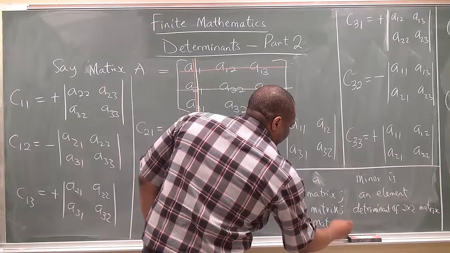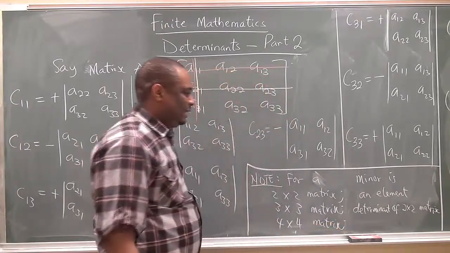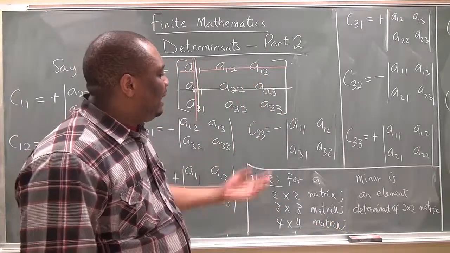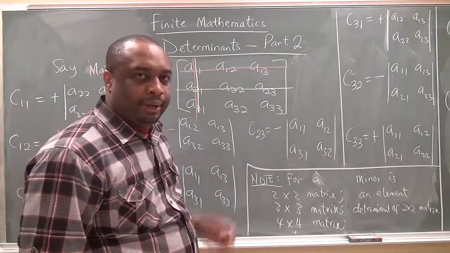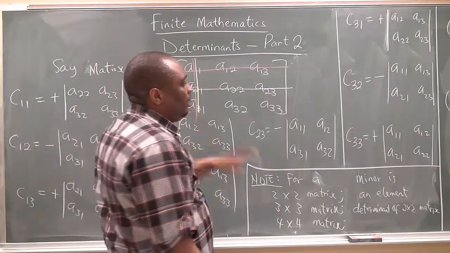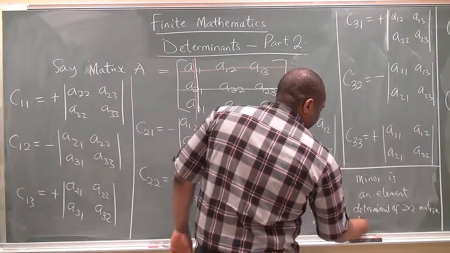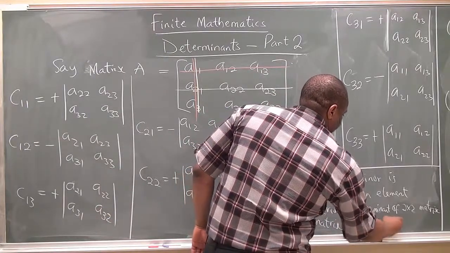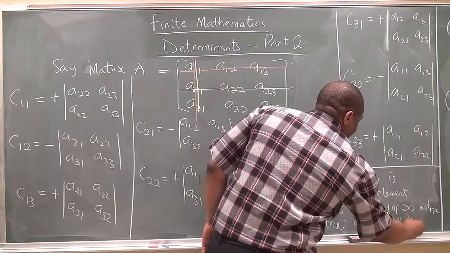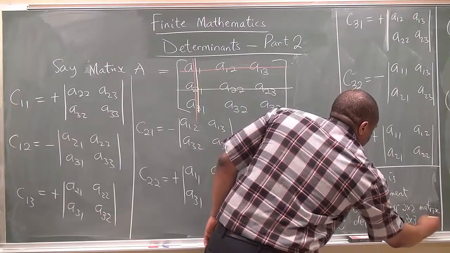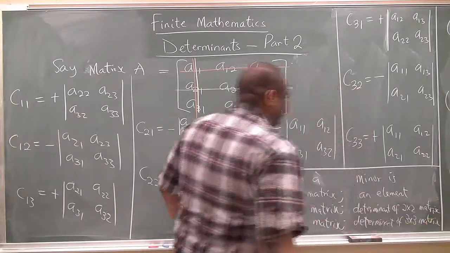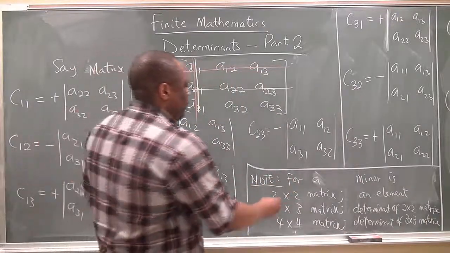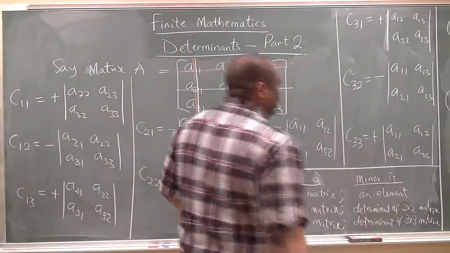I did a 4x4 matrix because I saw that in your textbook. So the minor will be the determinant of a 3x3 matrix. So this is kind of from what we observe.